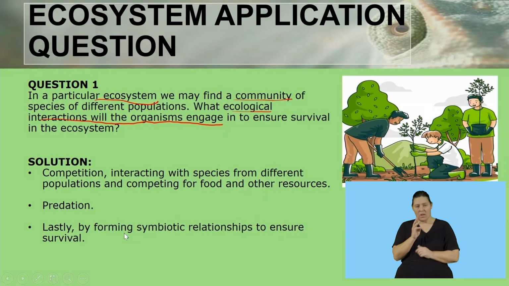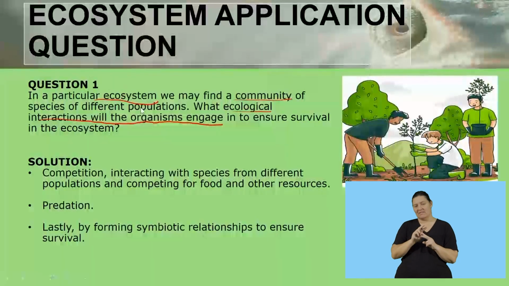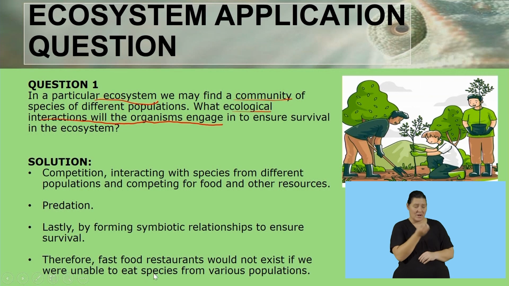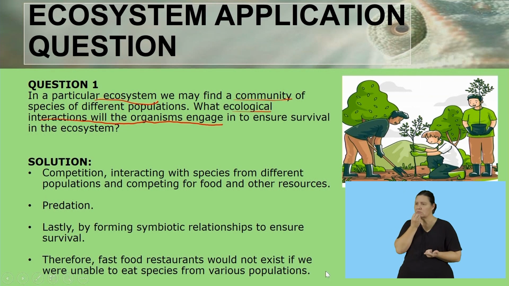Lastly, they are going to be forming symbiotic relationships to ensure that they survive. If you remember symbiotic relationships, we are speaking about parasitism, mutualism, and commensalism. So those are the engagements or interactions that we would find in a community of species. Right, moving on. Therefore, fast food restaurants would not exist if we were unable to eat species from various populations. It is simple. If we are not allowed to eat other species outside our own, then we would not have restaurants, because that's where we go and taste different meats, right?